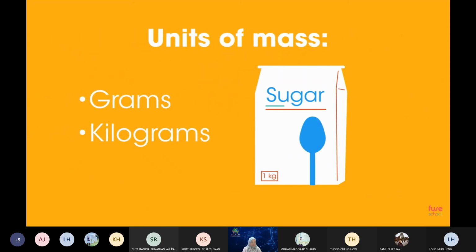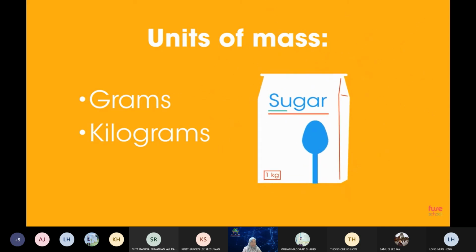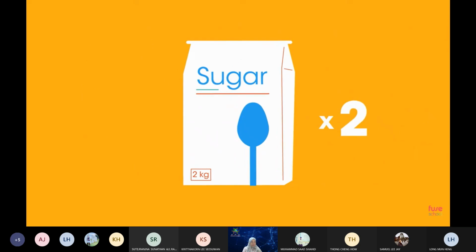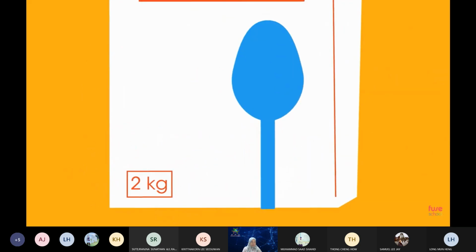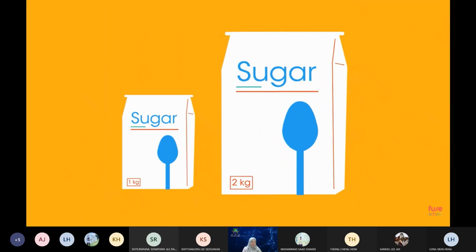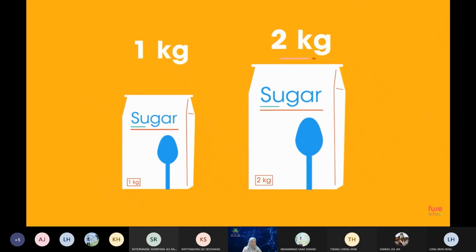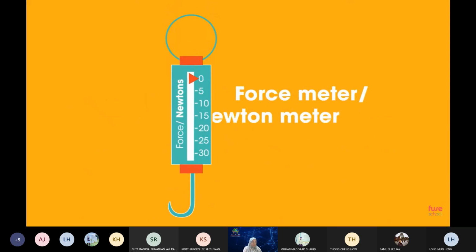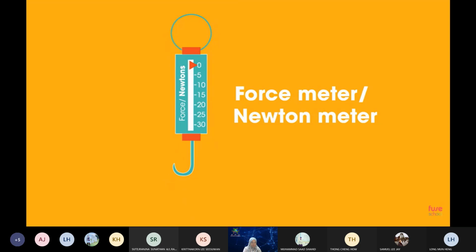This is a 1 kilogram bag of sugar. Grams and kilograms are units of mass. Mass is a measure of how much stuff is in something. This bag contains twice as much stuff. It has a mass of 2 kilograms. It would be wrong to say the bag weighed 1 kilogram or 2 kilograms, as weight is a force caused by gravity. To measure the weight, we need a spring balance or force meter. This is a force meter, or a Newton meter. It shows the weight of something hung from it.